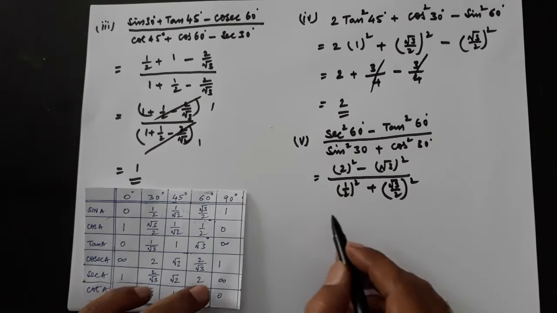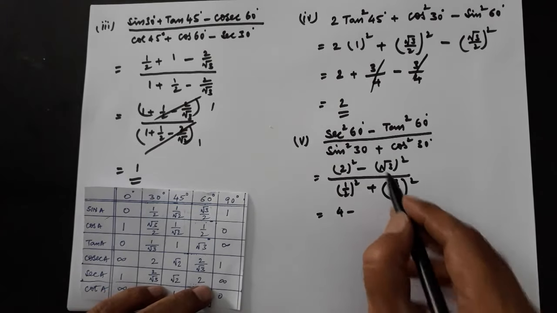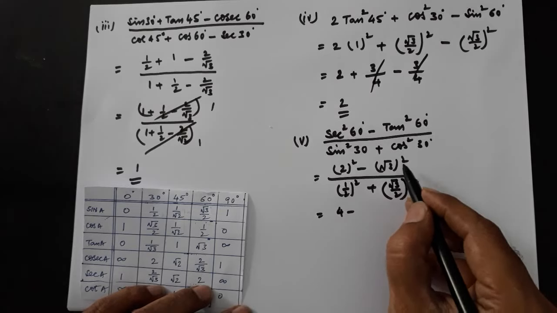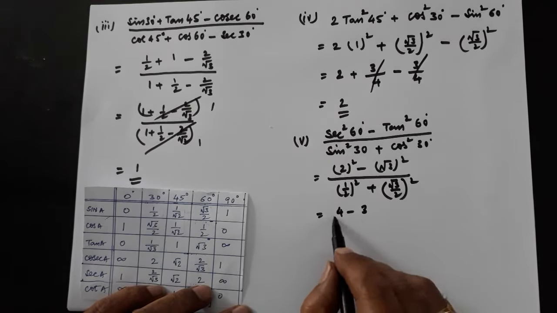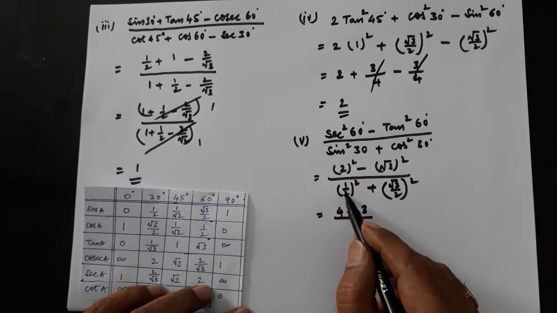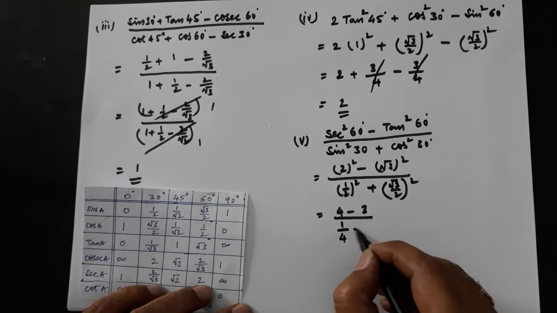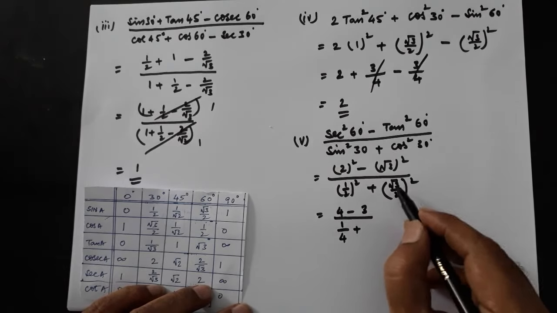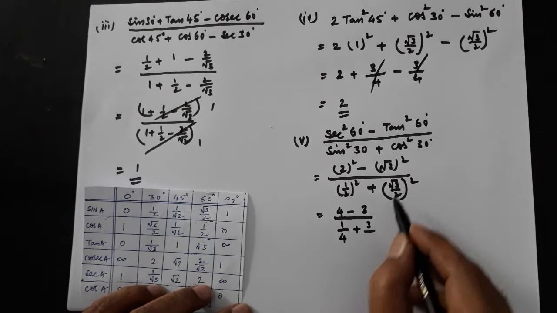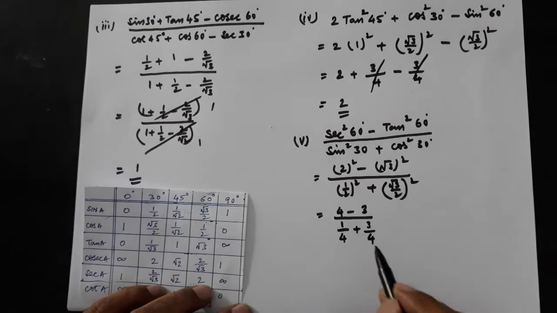Okay. 2 square is 4, minus root 3 square, which is root 3 into root 3, is 3, divided by 1 by 2 square: 1 square is 1, 2 square is 4, plus root 3 square is 3, again 2 square is 4.